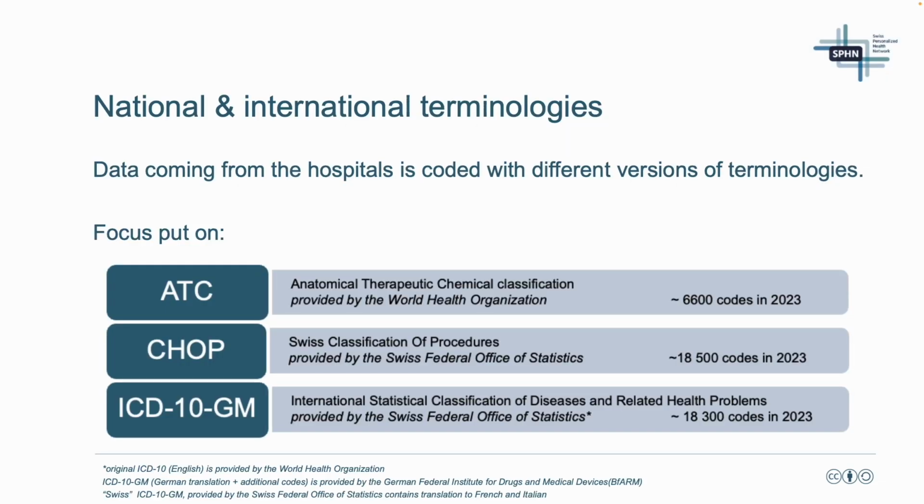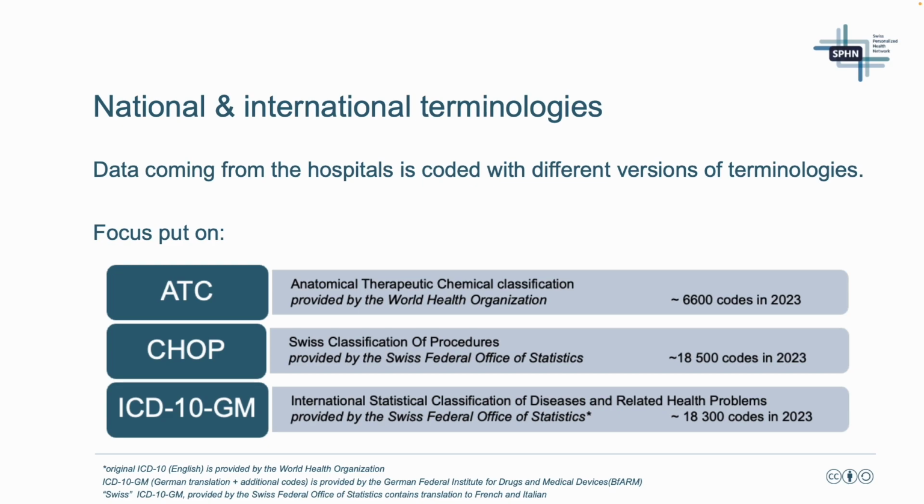Several national and international terminologies are used in SPHN and provided in the format of choice, RDF, the Resource Description Framework. Since data coming from hospitals or other data providers is coded with different versions of these terminologies, we investigated how they evolve over time. Particularly, we've put a focus on 3 of these terminologies: ATC, CHOP, and ICD-10-GM.